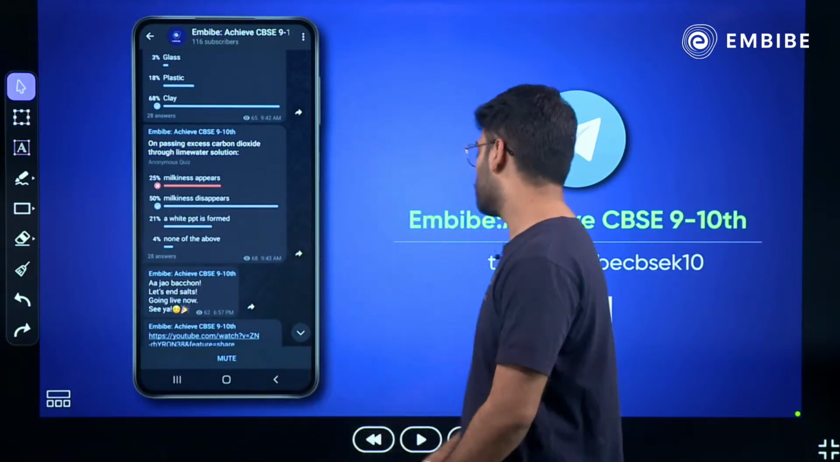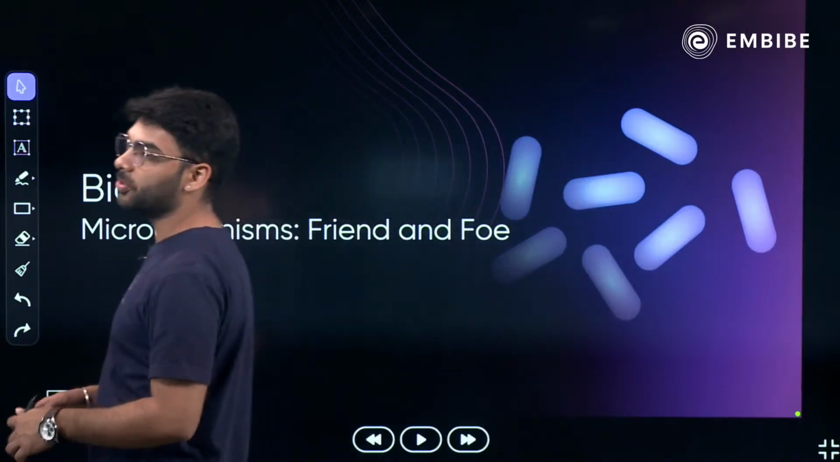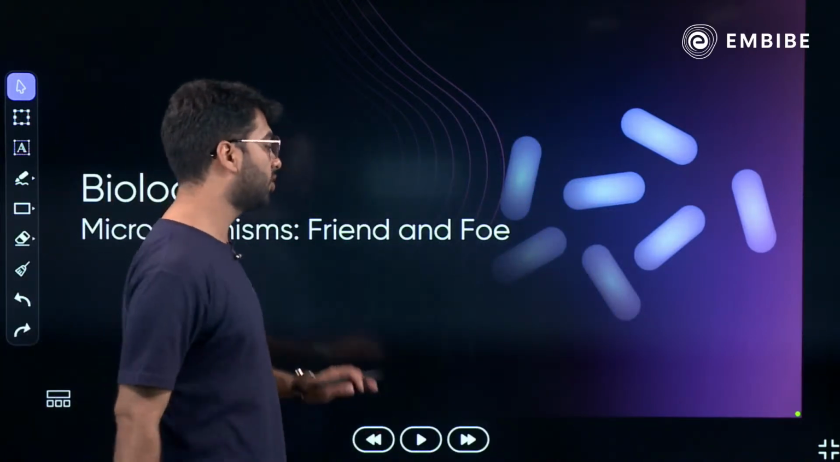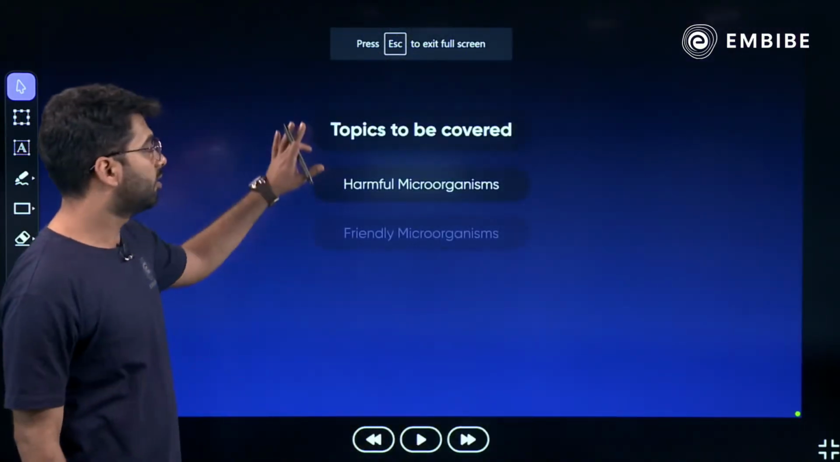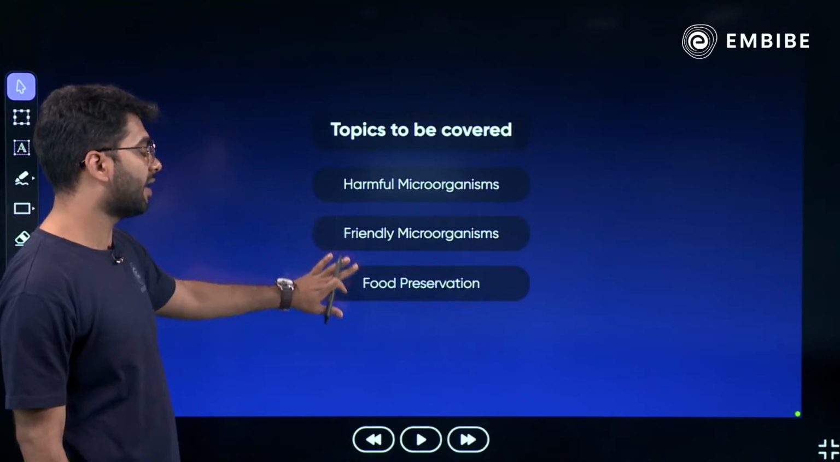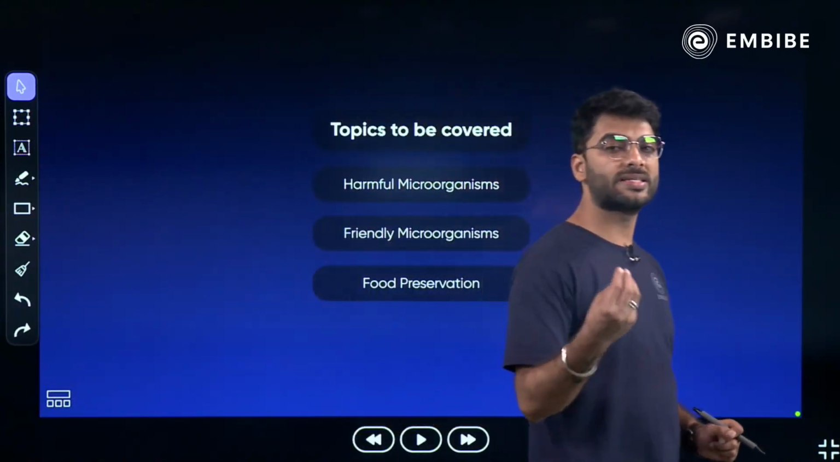So let's begin, guys. We are talking about microorganisms, friend and foe, which is from your biology, and in this particular chapter today, we will be dealing with harmful microbes, friendly microbes, and food preservation. Now, microorganisms, also called microbes.